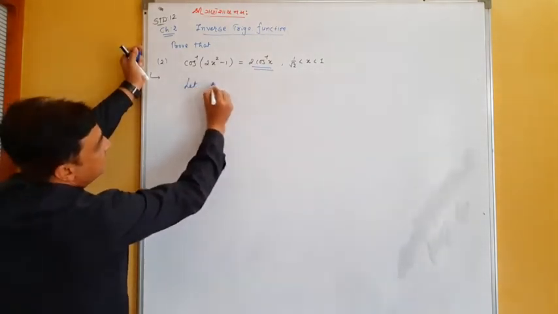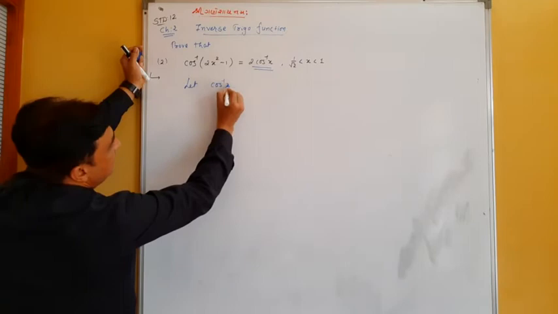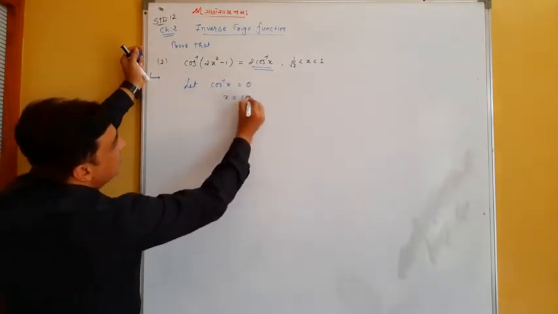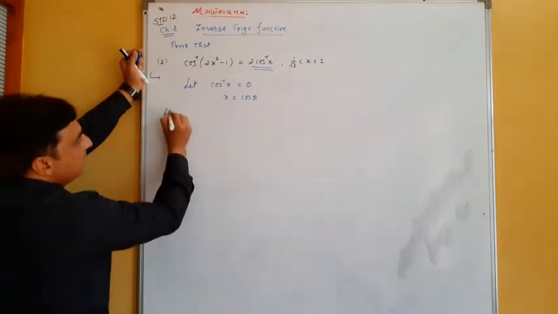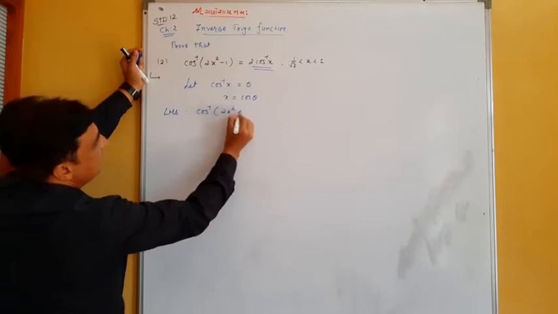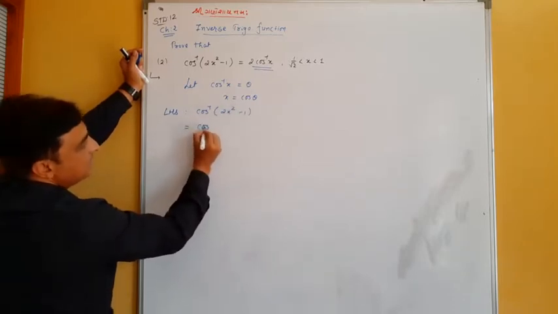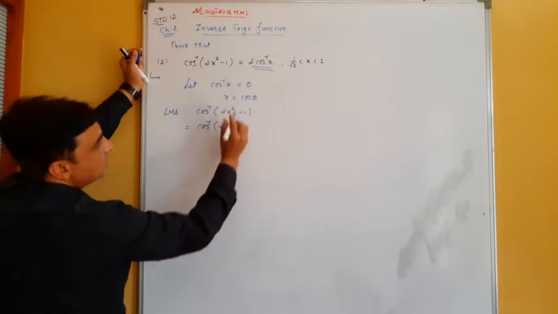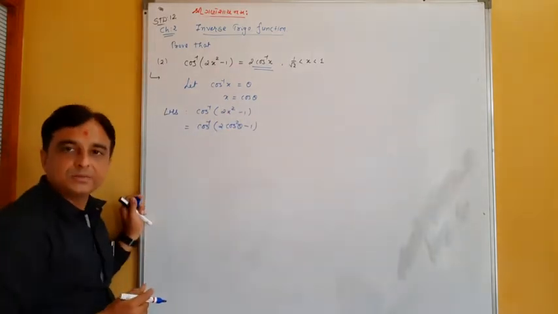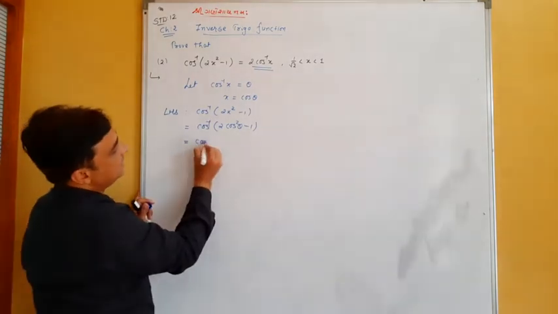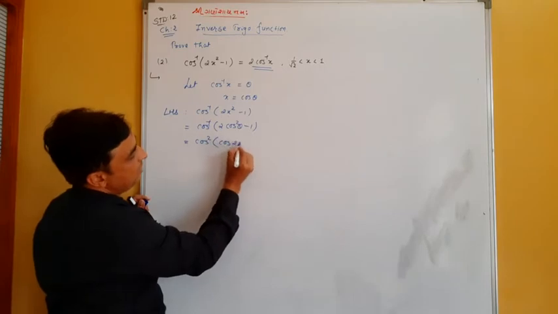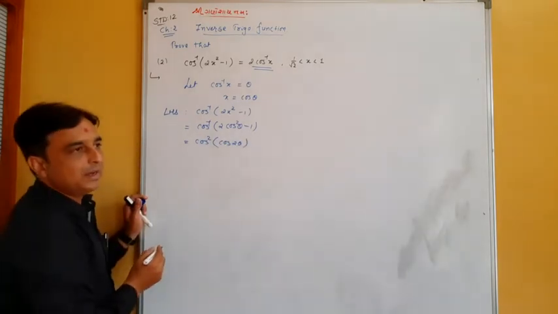So let cos inverse x equal to theta. So x equal to cos theta. Now left hand side, cos inverse (2x square minus 1). Since x is cos theta, that means 2 cos square theta minus 1. We know that 2 cos square theta minus 1 is the formula of cos 2 theta.